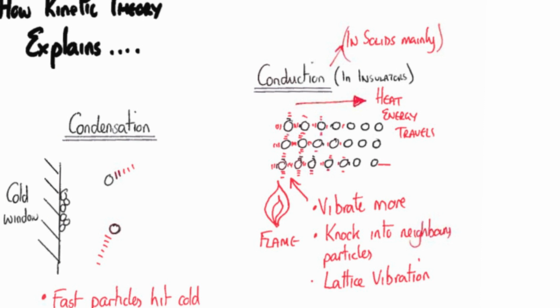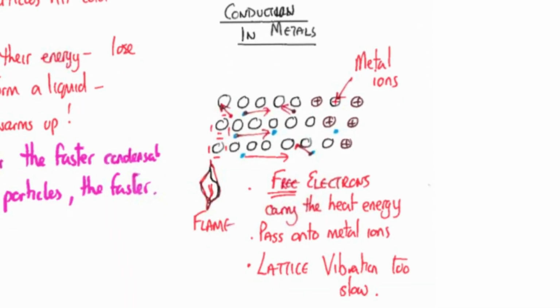Now that's what tends to happen in insulators. In metals, you've got these extra things called electrons, and these electrons can move a lot quicker through the metal and take the energy from one end to the other. Now, when it comes to the exam, you're going to have to explain that the atoms themselves are known as metal ions. They've got a positive charge, and these metal ions are vibrating, and they are in a sea of free electrons that can move around freely.